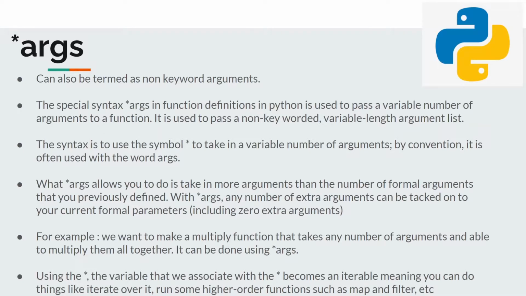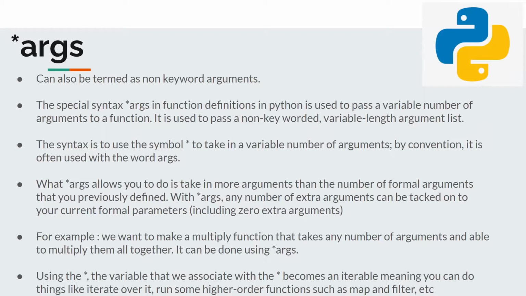In today's video, we are going to look into what are star args or asterisk args, which can also be termed as non-keyword arguments. The special syntax star args or asterisk args in function definitions in Python is used to pass a variable number of arguments to a function. It is used to pass a non-keyword variable length argument list.